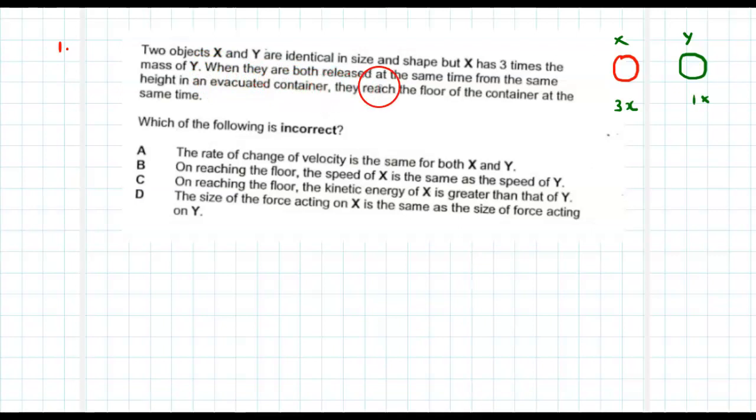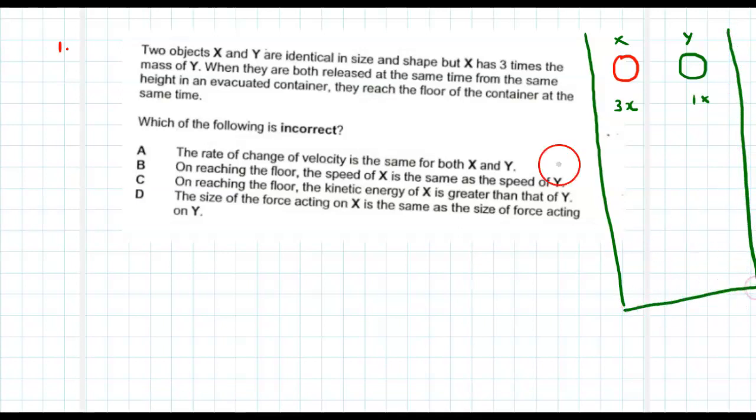When they are both released at the same time from the same height in an evacuated container, now they are being dropped in the evacuated container, a very long container. And they reach the floor of the container at the same time. One is heavier, one is lighter, not the point, but they reach the ground at the same time. So which of the following is incorrect?